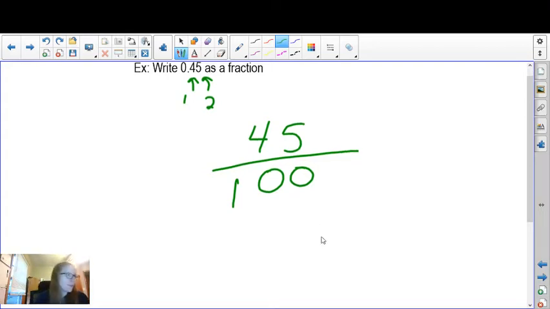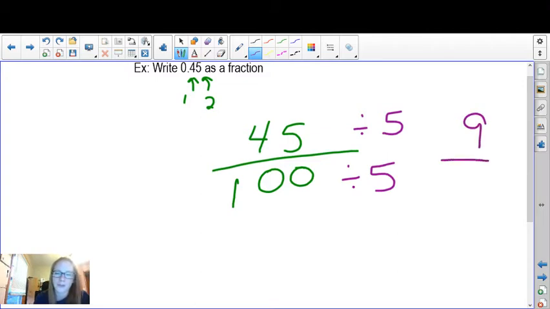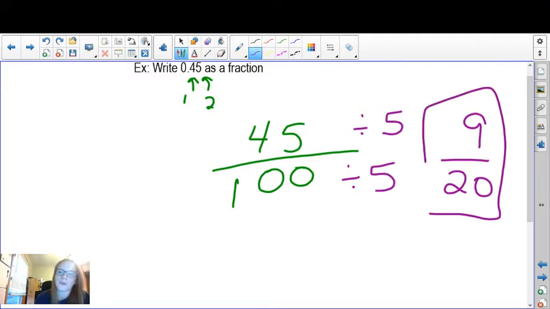And then what I need to do is simplify. So I ask myself, what can divide out of both pieces if possible? It is possible. I can divide both by 5. 45 divided by 5 is 9. 100 divided by 5 is 20. 9 and 20 cannot reduce any farther. So my answer is 9/20.